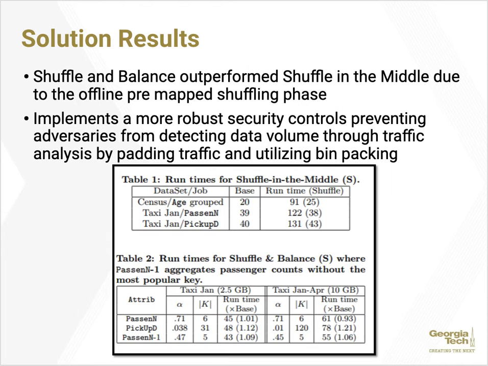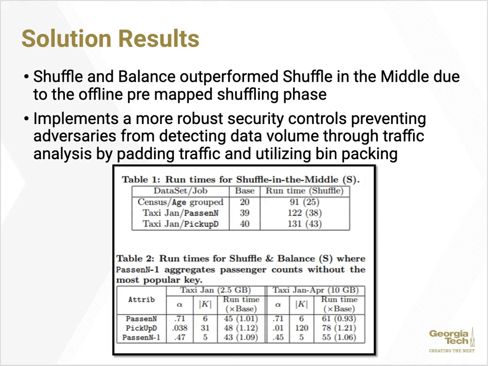So now that I've discussed how Microsoft Research has implemented Shuffle in the Middle and Shuffle and Balance, let's talk about the results of their findings. Well, Shuffle and Balance ended up outperforming Shuffle in the Middle due to the offline pre-map shuffling phase. The research team ran the taxi data for New York City in 2013 and the 1990 US Census data to run both aggregate processes and aggregate filtered processes, so filtering that information prior to the map stage.